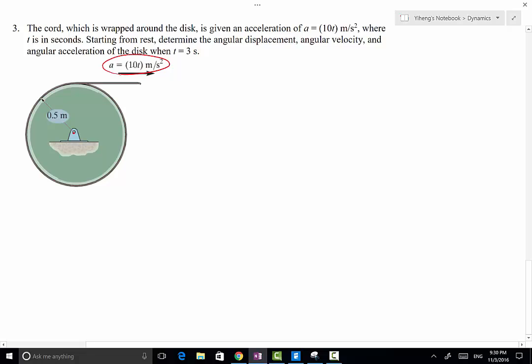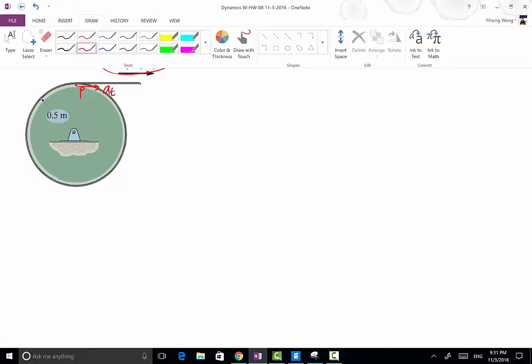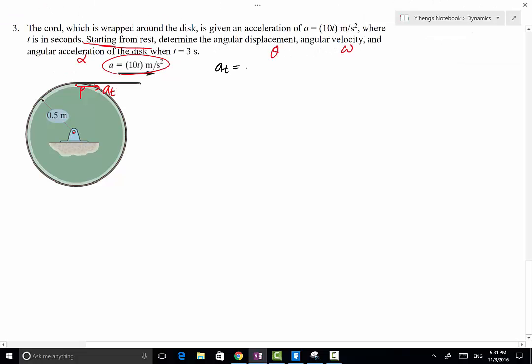And we need to determine the angular displacement theta, angular velocity omega, and angular acceleration alpha of the disk when t equals 3 seconds, the disk starts from rest. So because the cord is wrapped around this disk, the cord's linear acceleration is the same as the tangential acceleration of point P on the disk. So this point P right here will have the tangential acceleration at, that is the same as a, which is 10t.